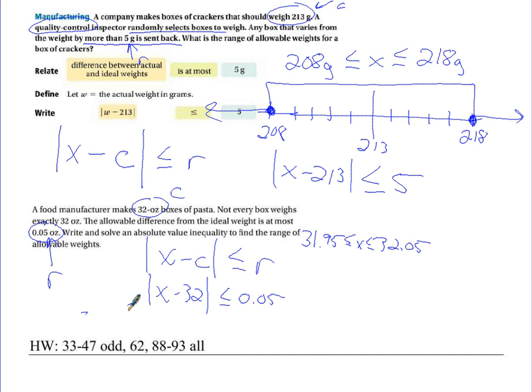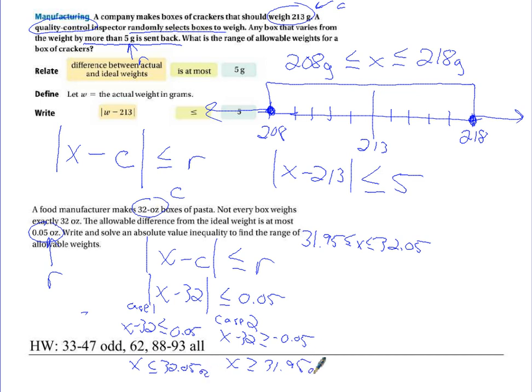Or you could do case 1 and case 2. X minus 32 is less than or equal to 0.05. X minus 32 is greater than or equal to negative 0.05. Add 32 to both sides and you get x is less than or equal to 32.05. Add 32 to both sides and you get x is greater than or equal to 31.95. And this is in ounces, so we're going to write ounces here and ounces here. So there's your answer.